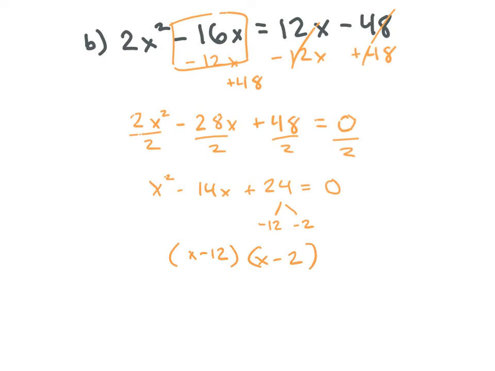So just remember, even though this is a plus 24, two negatives multiplied together give you a positive, so that's why we can have two negatives. And then negative 12 minus 2 would give us negative 14. So then this is equal to 0. So we set each of our factors here equal to 0. So what do you guys get for x? 12 and 2. X is equal to 12 and x is equal to 2.